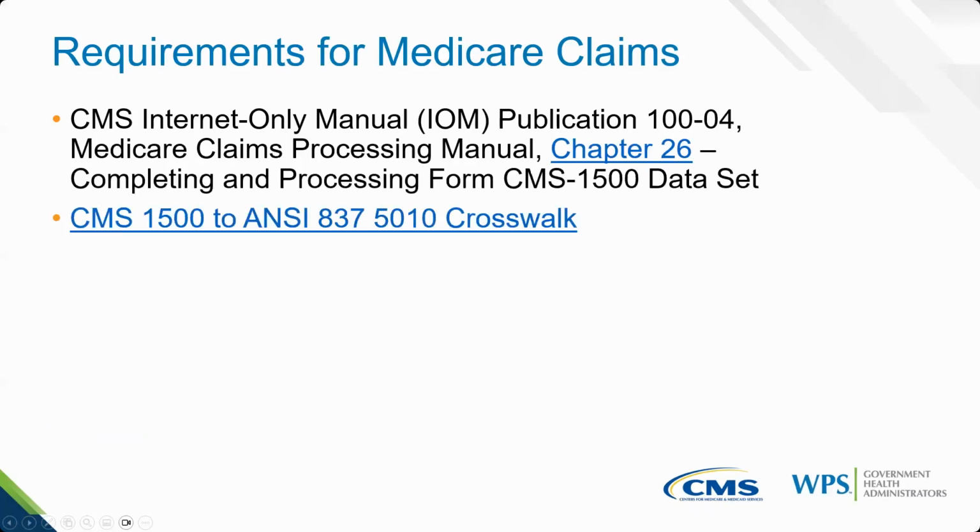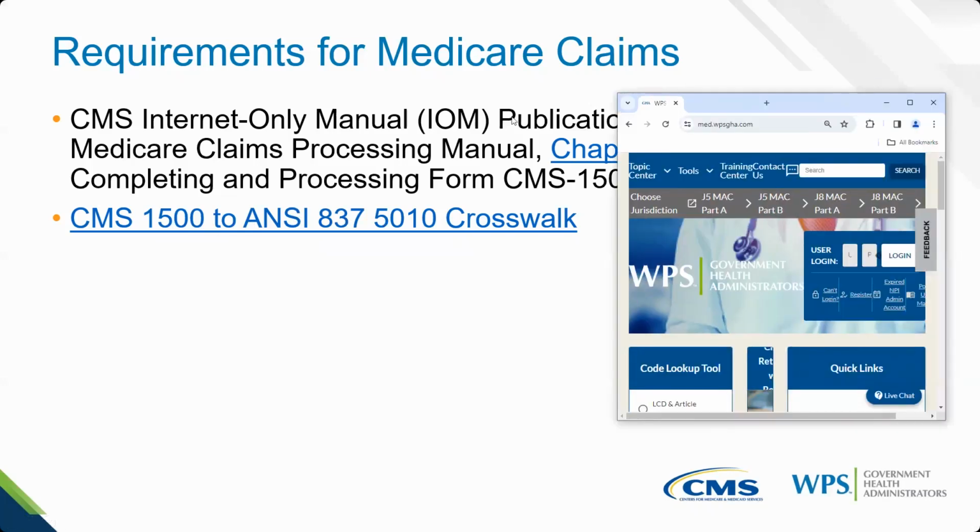Here are requirements for Medicare claims as it pertains to the claim form itself. Some items are missing or invalid. This is the data set, and this chapter 26, there's a link provided for you, links you to completing and processing of the CMS 1500 data set. That is claim form instructions. And you might say, well, I don't submit on paper anymore. But our EDI department staff has created the CMS 1500 to ANSI 837 5010 crosswalk. And let me show you what that looks like. It's a great tool that I do like to share with providers.